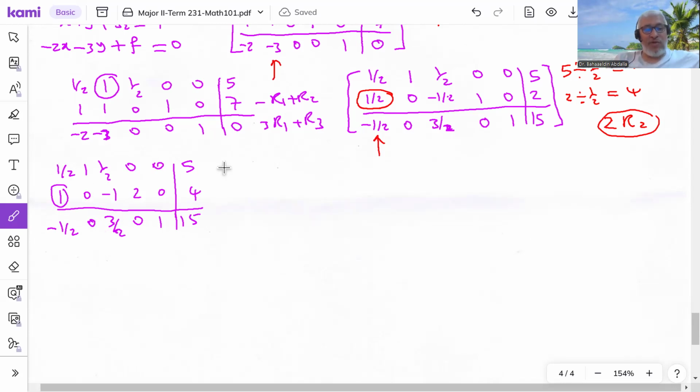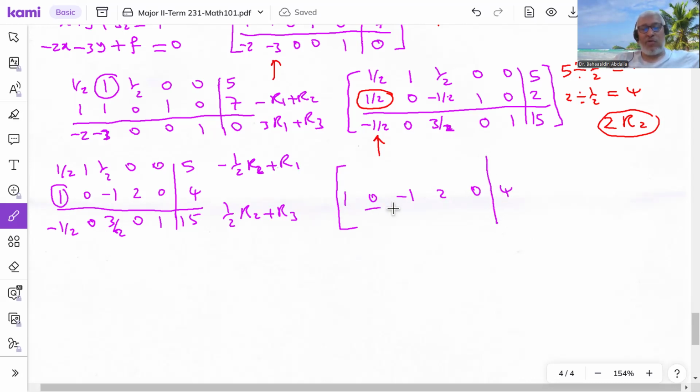I need to use it to make all the numbers in the column zeros. So this half should be 0. How can I do that? Negative half R2 plus R1. And this negative half should be 0. How can I do that? Multiply 1 by half and add it to row 3. And now I'll have the new matrix. Okay, this row is not going to change, all the entries of this second row, row 2.